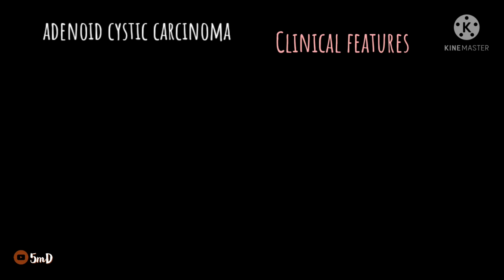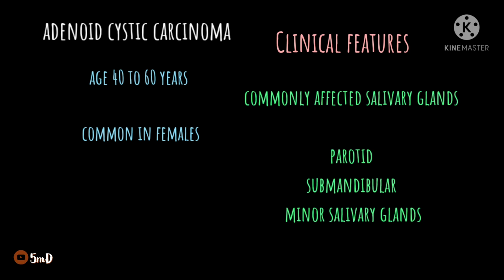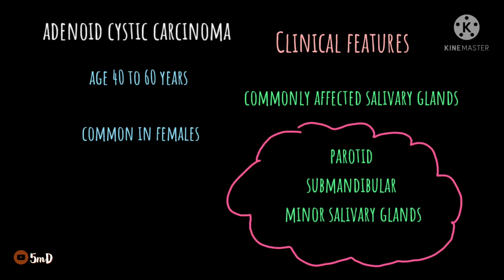Now let us see the clinical features. The common age of occurrence is usually 40 to 60 years, and it is more common in female than male patients. And the common salivary glands affected by adenoid cystic carcinoma include parotid glands, submandibular glands, and also some minor salivary glands.